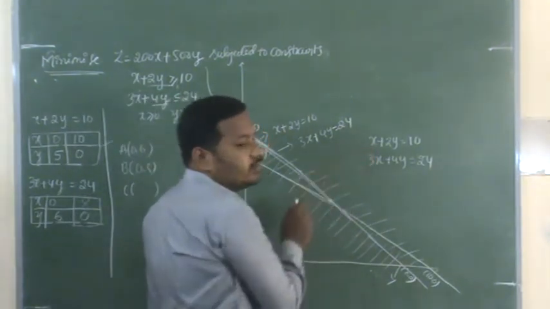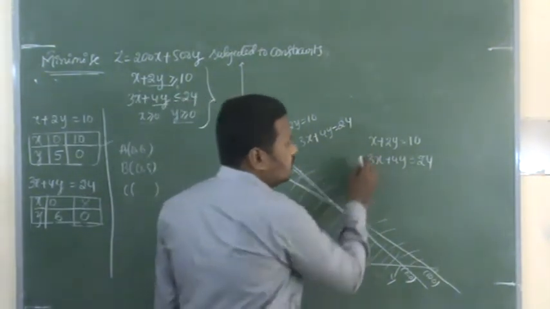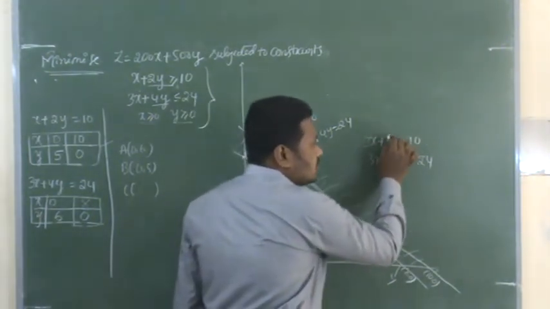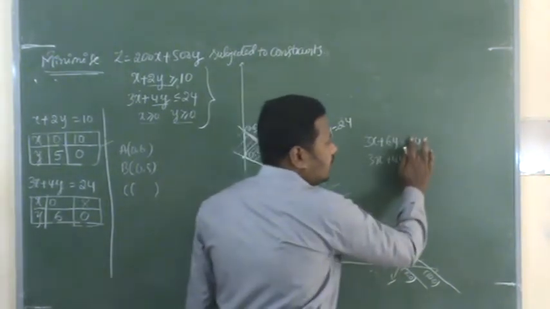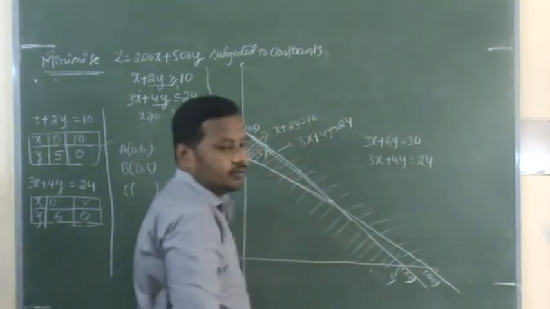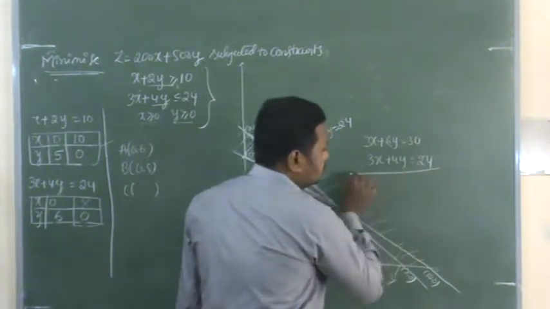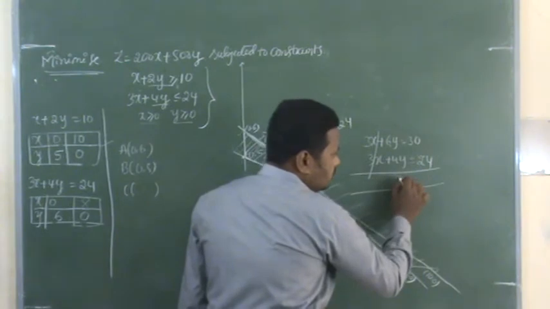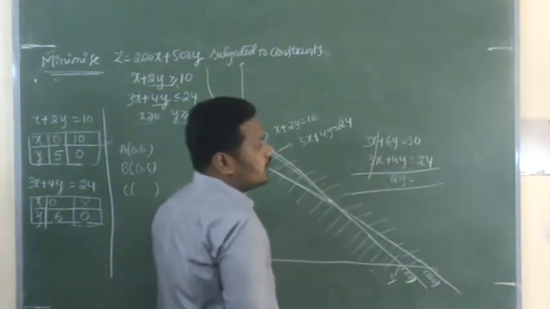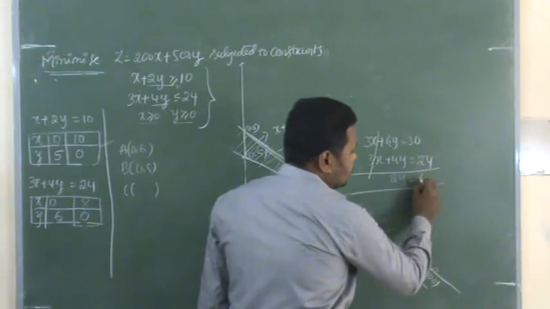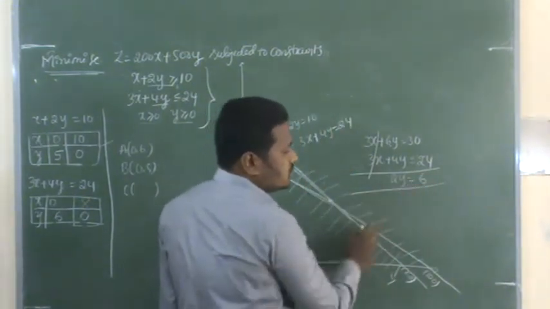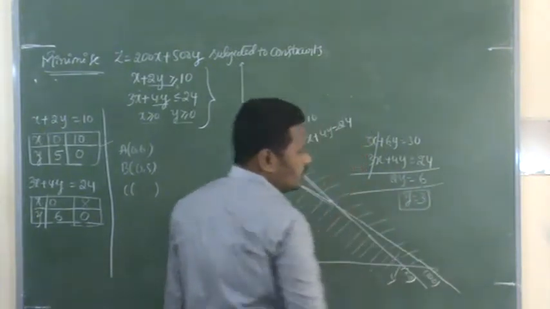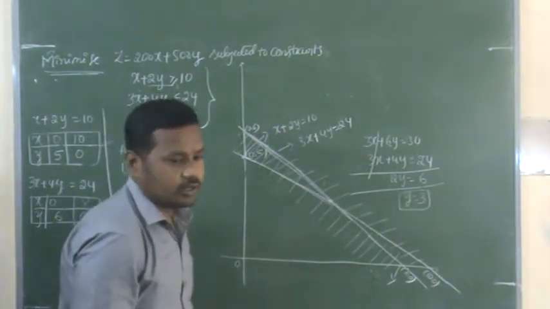Multiply equation 1 by 3, we get 3x plus 6y is equal to 30. Now subtract the equations: 2y is equal to 6, so y is equal to 3.